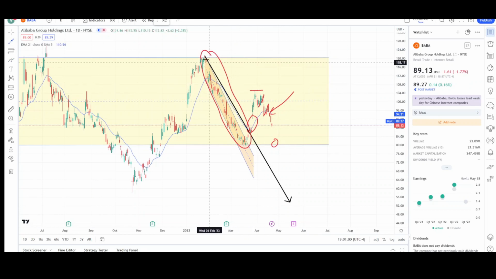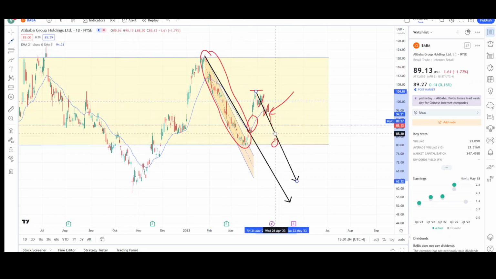This movement downward looks like the second attempt to reach the measure move target. So that's normally what you will get after the first attempt fails. You probably get a second attempt, and this one's targeting the 63. The larger measure move target is at the 53.